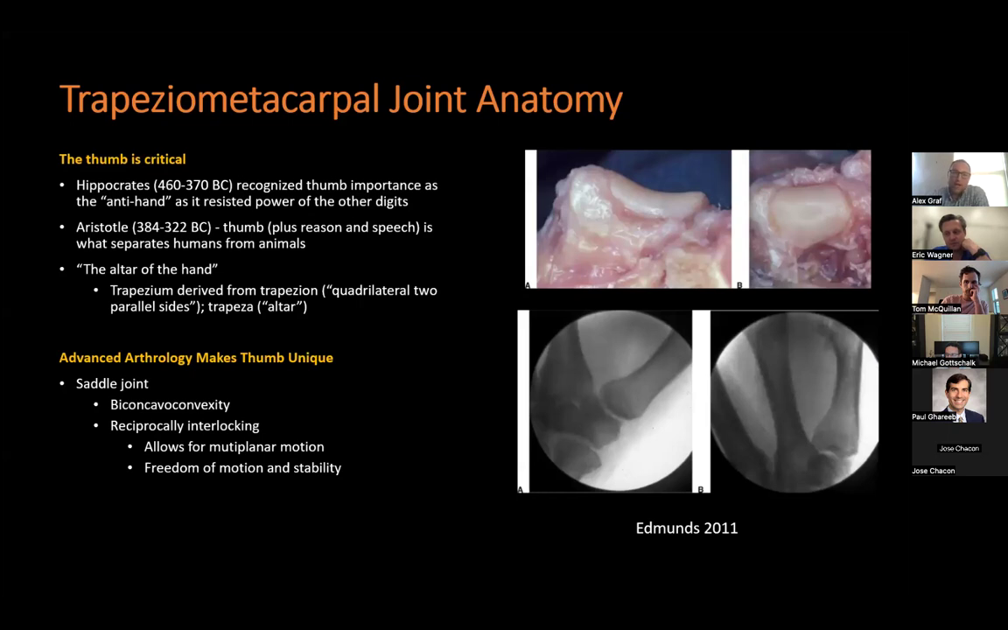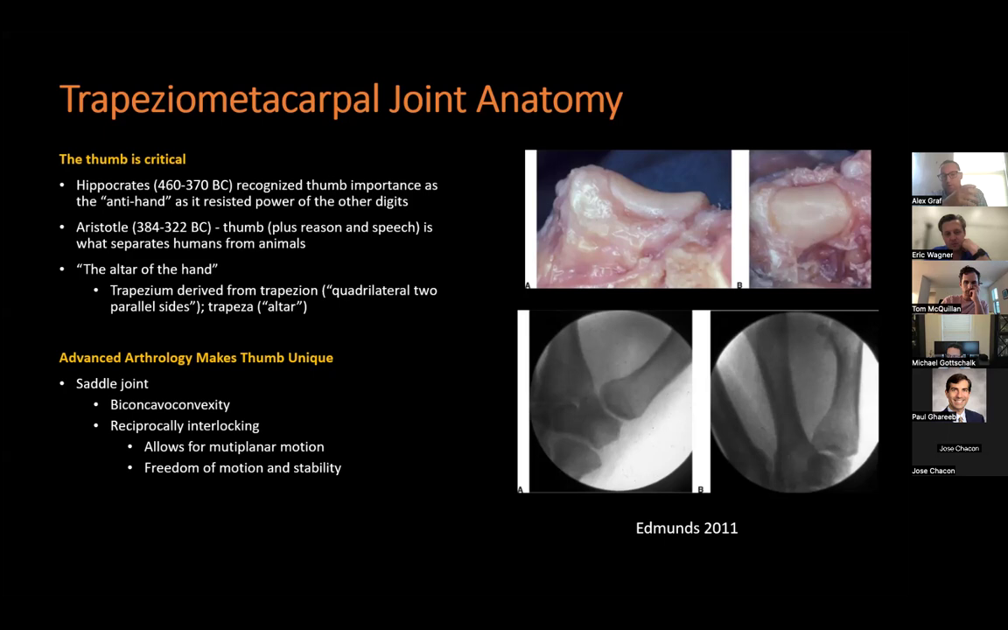So when we think about the anatomy of the CMC joint, we have to start with history. The thumb is critical. It's 50% of hand function. If you look back to the ancient philosophers, it was the thumb, in addition to reason and speech, that separated us from animals. And the word trapezium is derived from trapeza, which means altar. So in a sense, the trapezium is really the altar of the hand.